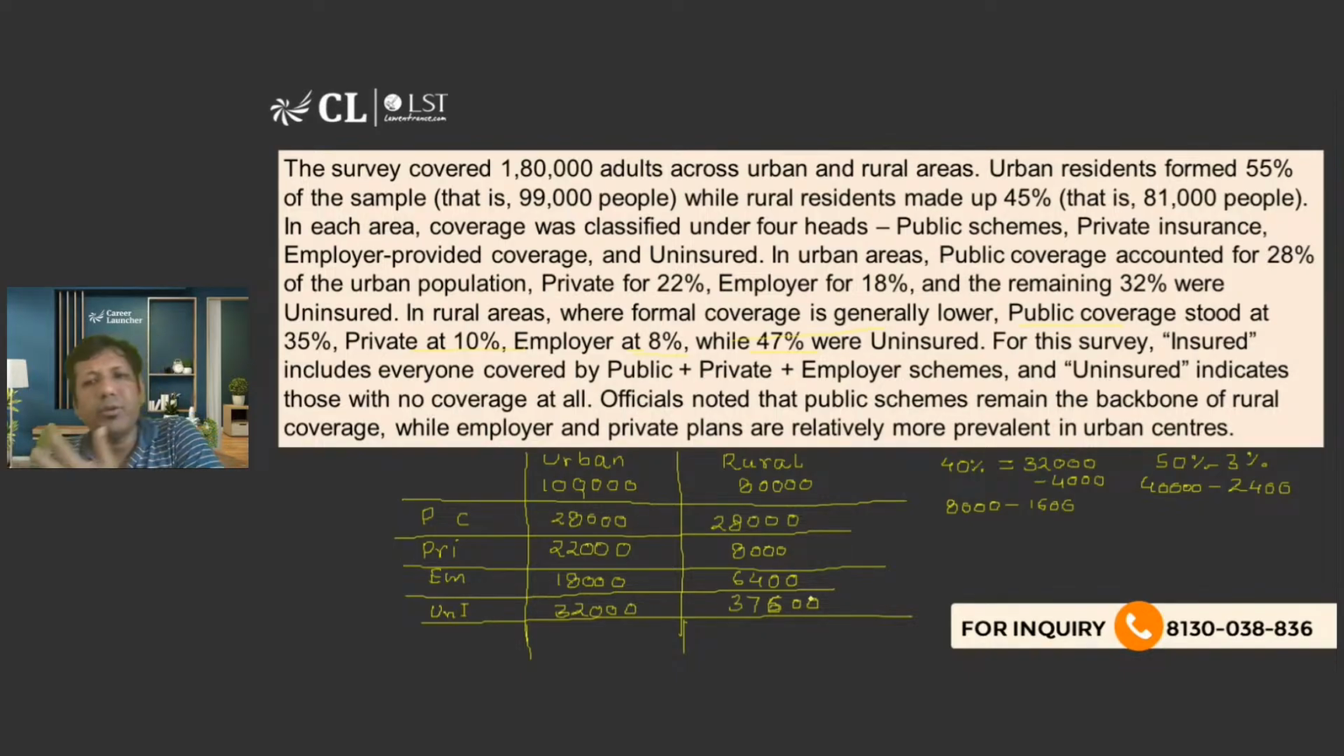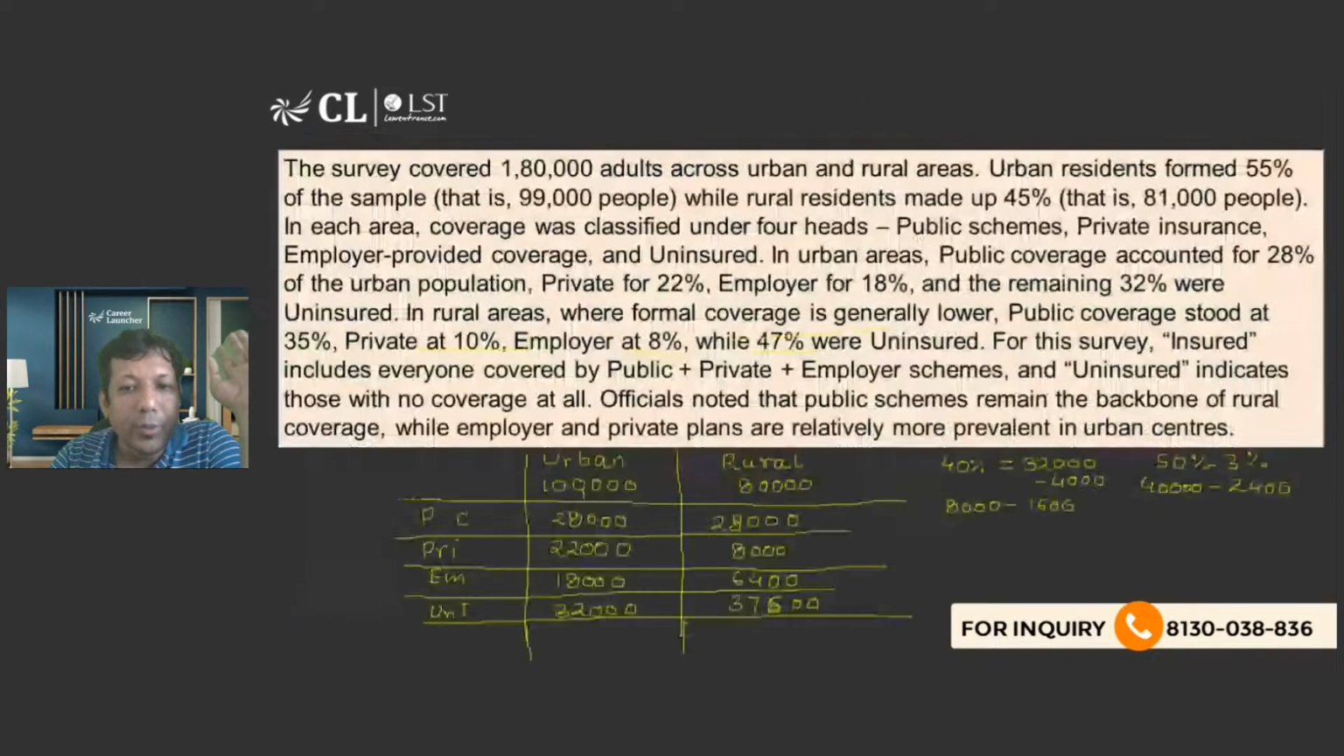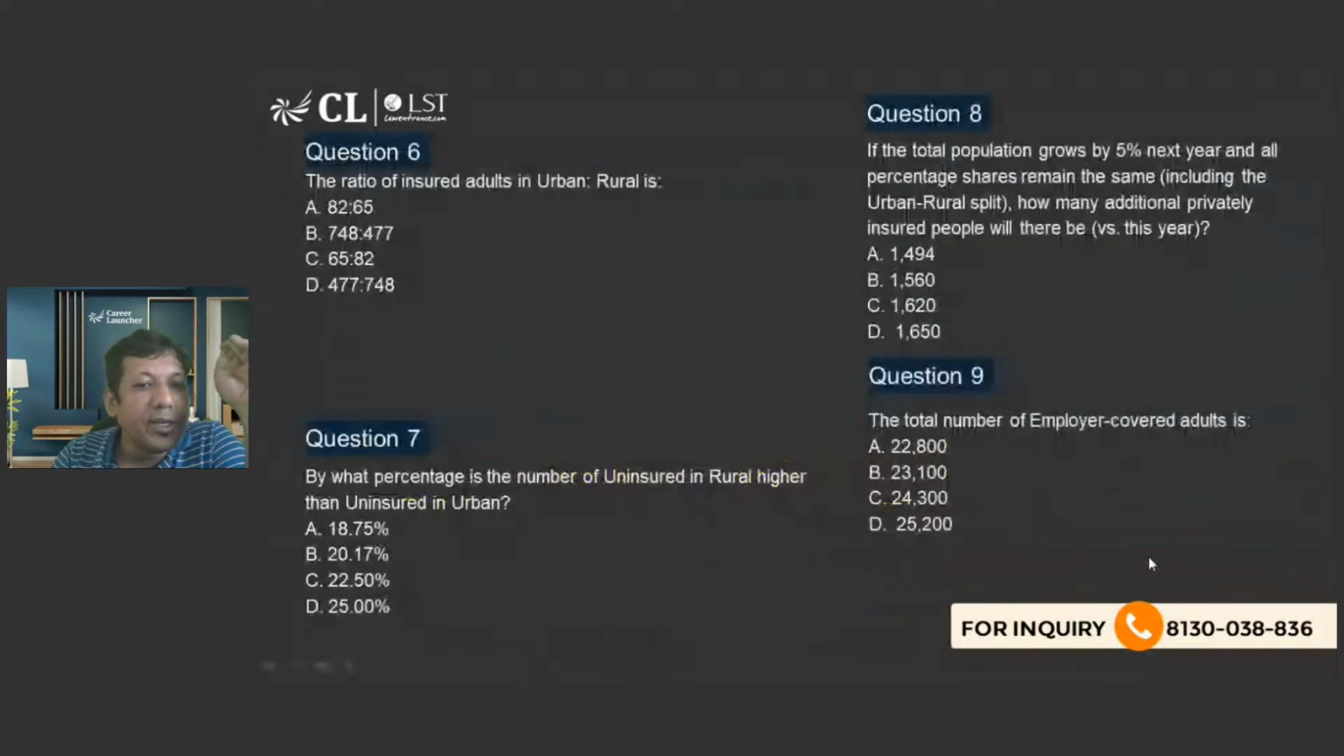Okay, so I know I have done a very small approximation, so my actual values are very close to these numbers. Now, what is the first question? By what percent is the number of uninsured in rural higher than the uninsured in urban?